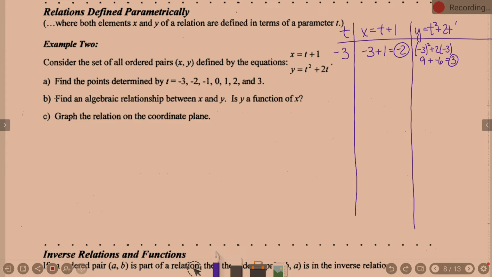My third column is just putting it together as an answer. When t is -3, what ordered pair is represented? The ordered pair -2, 3. Are you okay with what I did there?